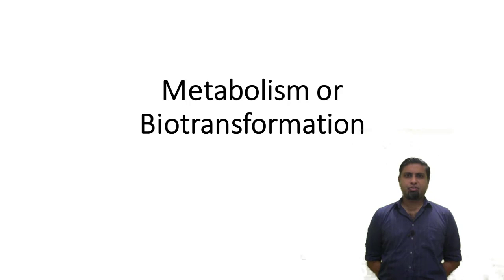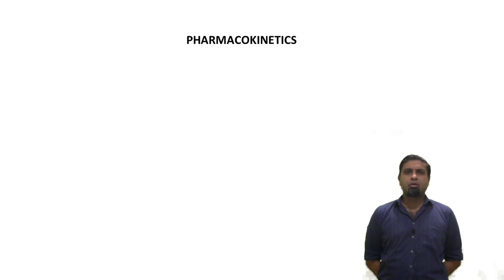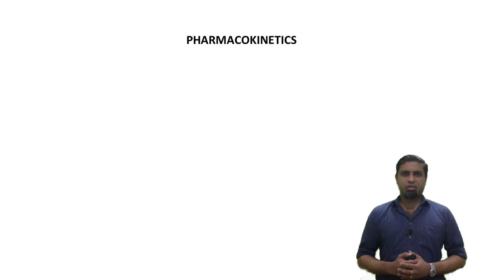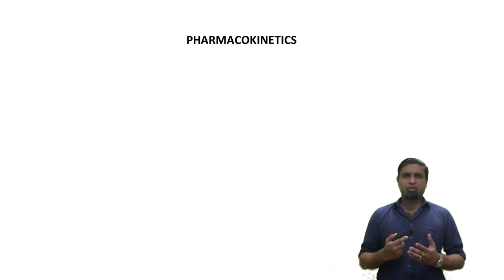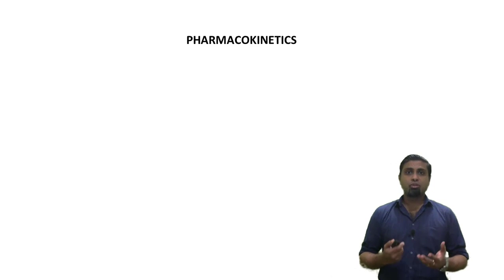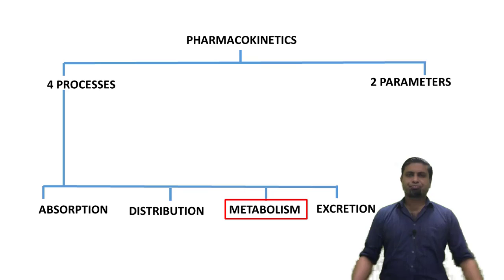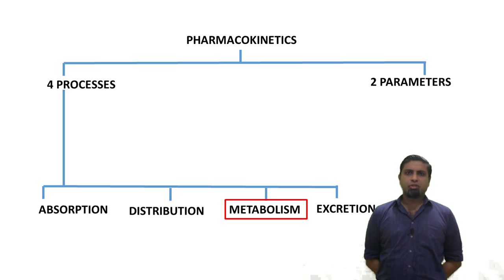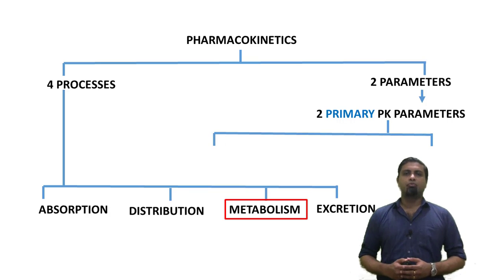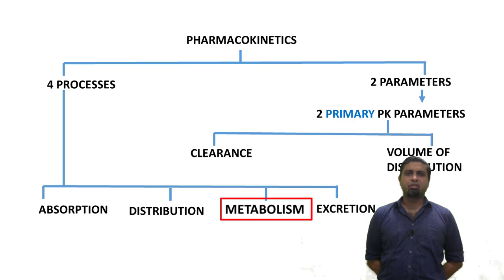In this video, we shall discuss metabolism, otherwise called biotransformation. Now, in previous videos, we discussed that pharmacokinetics basically deals with what the body does to the drug: exactly how the body absorbs, distributes, metabolizes, and excretes the drug. It's important to know that pharmacokinetics also involves two primary pharmacokinetic parameters, and they include clearance and volume of distribution. Now, in this video, we shall discuss metabolism in greater detail.